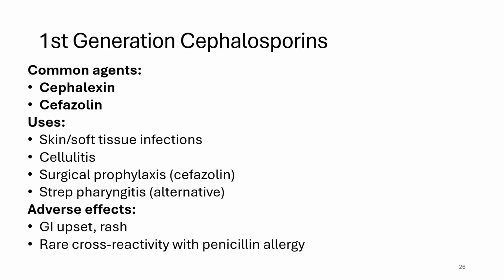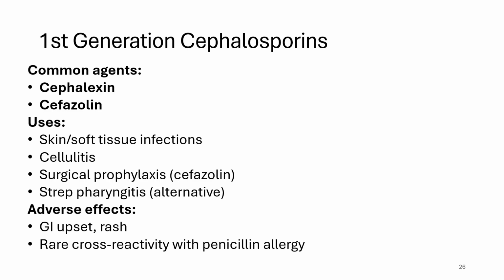Looking more closely at our first generation cephalosporins. Most common agents you'll see are cephalexin and cefazolin. Cephalexin is oral, while cefazolin is IV. In terms of use, these are great for skin and soft tissue infections, especially cellulitis. Cefazolin is also the go-to agent for surgical prophylaxis, which is a very high yield clinical question.